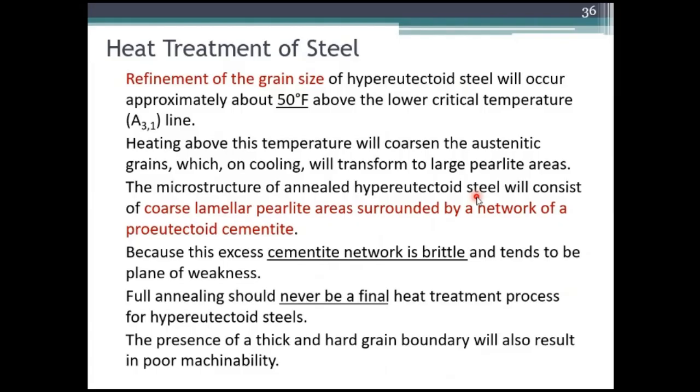At a very high temperature above the critical temperature, ultimately the austenite only will be formed. But if you cool it back, it will convert back into ferrite and pearlite, which will give you a very coarser structure, and pro-eutectoid cementite, a network of cementite, will be formed, and this excess cementite will give you a brittle nature. Full annealing cannot be a final heat treatment process. Still more heat treatment can be done on it. If you do still more heat treatment, thicker and hardened grain boundaries will result, but the disadvantage is poor machinability.